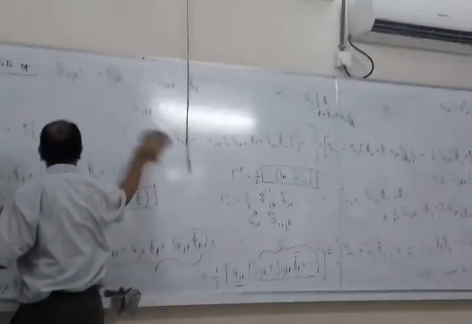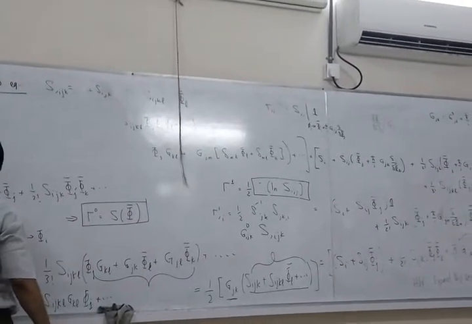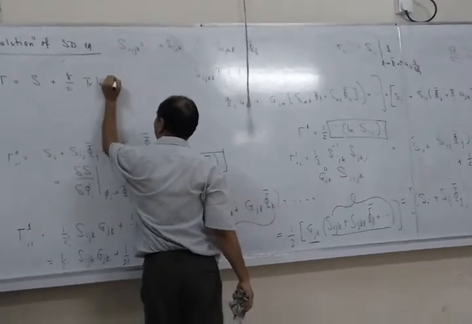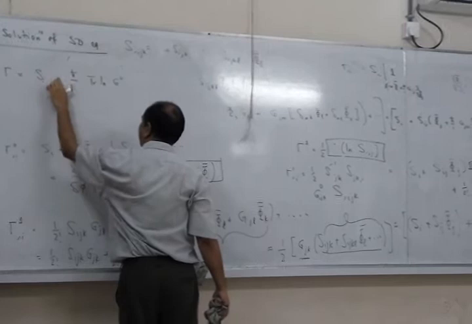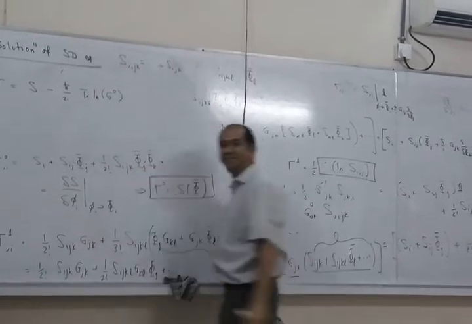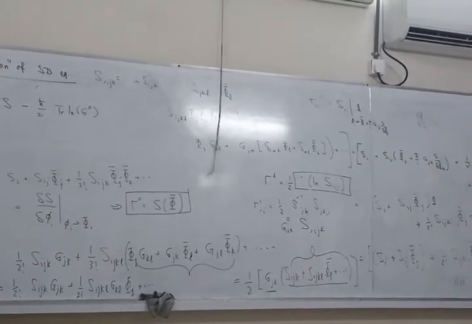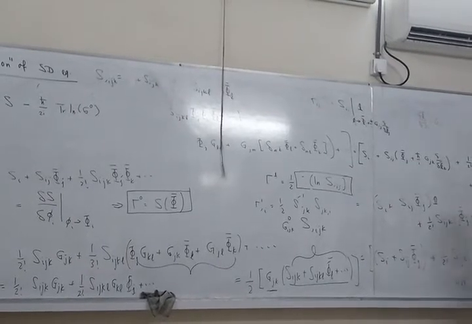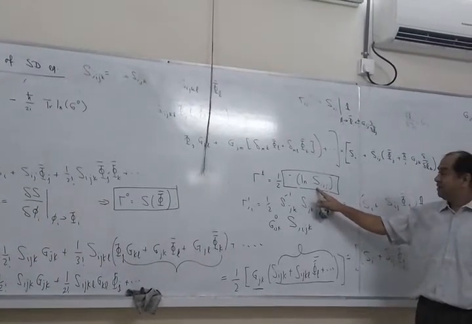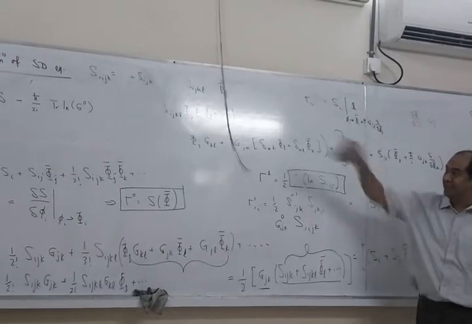Anyway, now up to one loop, we have our result, which is gamma is S plus H-bar over 2 times the log of G0, which will act for a universal amount. S is the second derivative, and we take its inverse. So the log of the inverse is minus whatever.